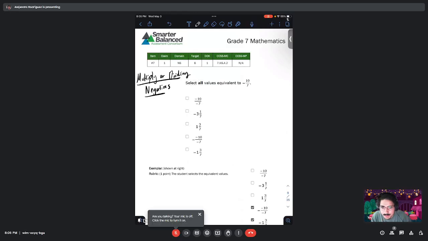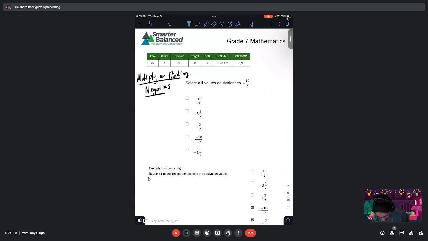All right, moving on to question 7. It says select all values equivalent to -10 divided by 7. All right, and then they give us some options here, and we've got to figure out which one of these is equivalent. For this one, we've got to remember how to work with multiplying or dividing negative numbers.